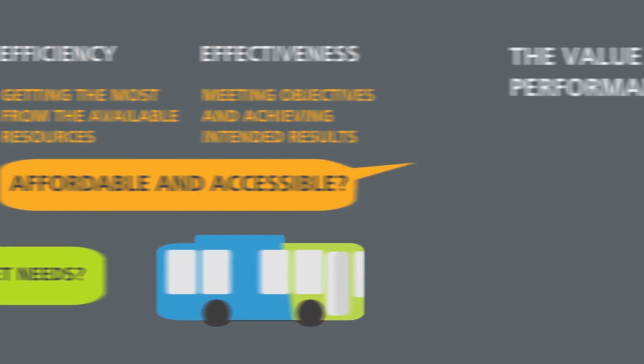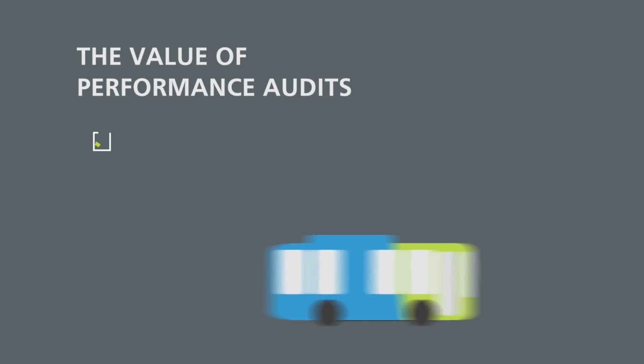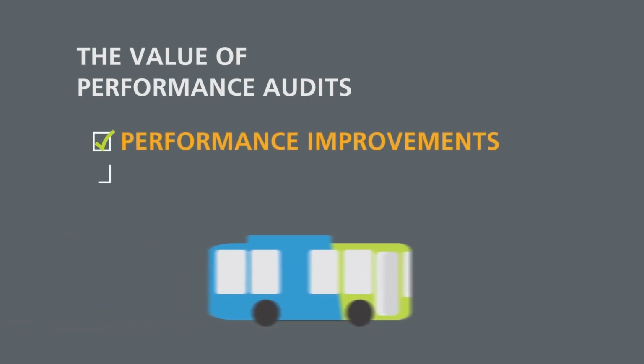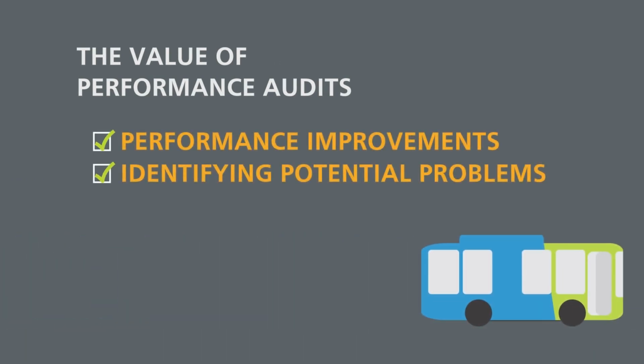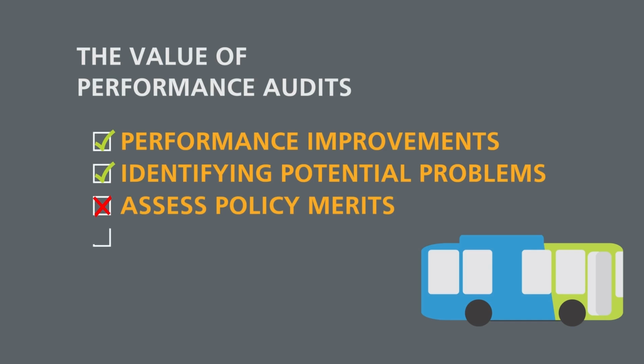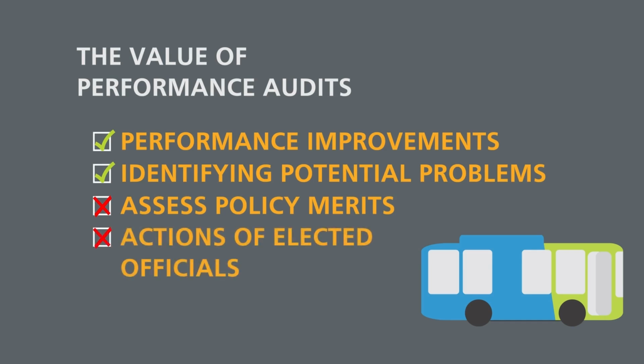The value of an audit like this comes from the performance improvements that can follow, and by identifying potential problems with performance before they arise. One thing a performance audit does not do, however, is assess the merits of an organization's policies. It won't weigh in on whether the city has chosen the right course of action or on the actions of elected officials.